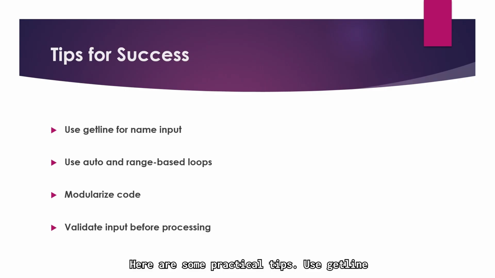Here are some practical tips. Use getline for name input to handle full names with spaces. Don't shy away from using auto and range-based loops to simplify your code. Always break your code into small, single-purpose functions. It makes debugging easier. And make sure to validate all user inputs before using them, especially in the menu. This attention to detail will help you write cleaner, more resilient code.